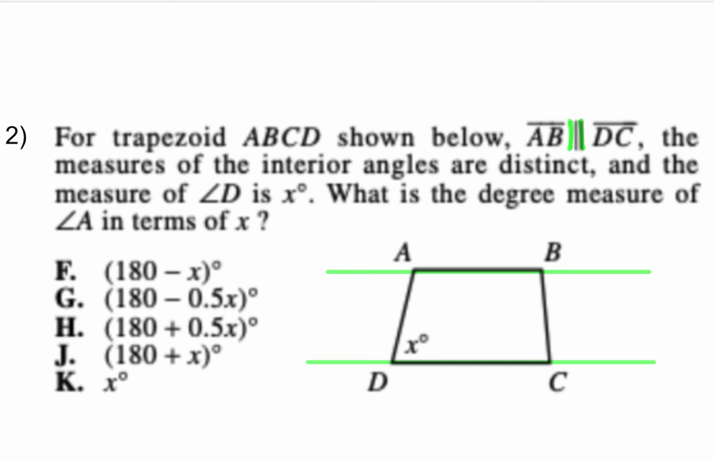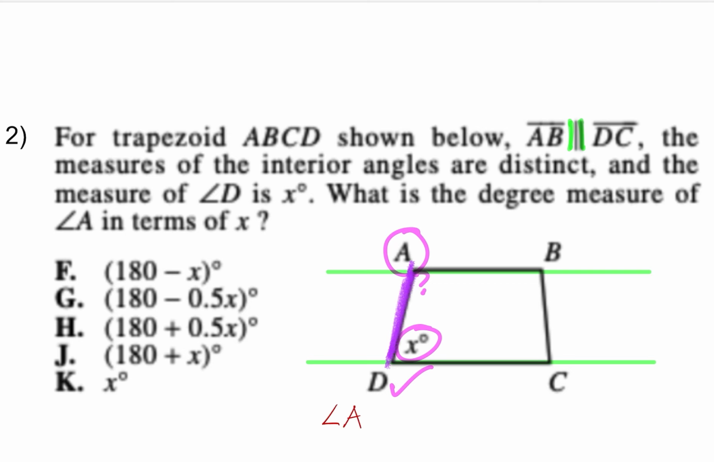The measures of the interior angles are distinct, and the measure of angle D is x degrees. So it's unknown, but we know it's represented by x. What is the measure of angle A? We don't know angle A. Knowing that we're talking about angle A and angle D, these two angles are called consecutive. They are sharing the same side. So consecutive angles share the same side of the figure. Since they are consecutive, therefore they are supplementary.